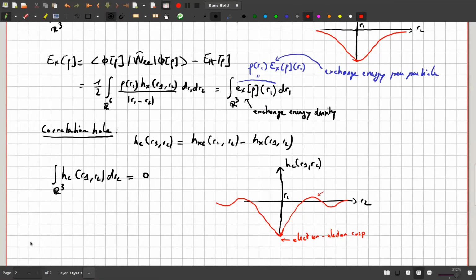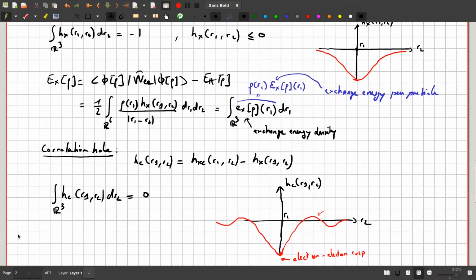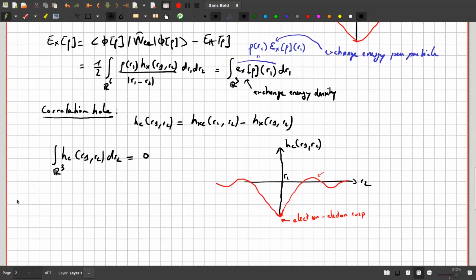Okay, so what can we do with this correlation hole? Well, in the same way that the exchange hole was useful to express the expectation value of the Coulombic interaction, here you can also do that for the correlation part. But now what you can express is not the entire correlation energy, but simply the potential contribution in the correlation energy. So something that I've called, you remember, U_C of rho.